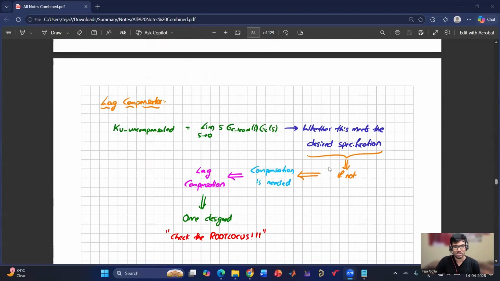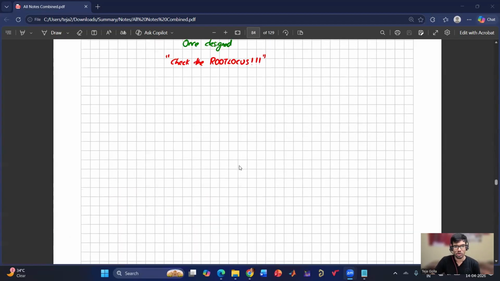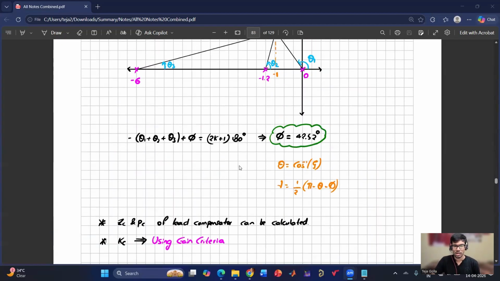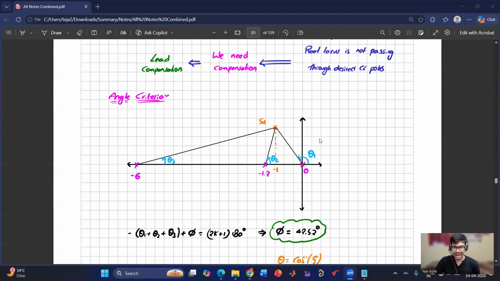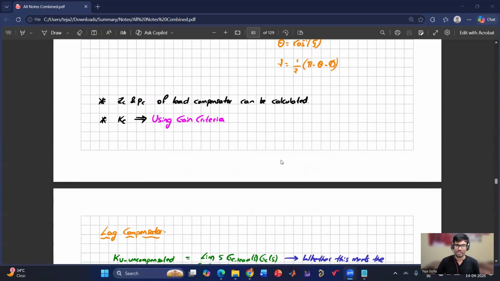And for lag compensation, what is the criteria? We have to see whether gain is sufficient, else we have to use lag compensation and do the root locus. So that's all about week 8. In this, I have not done mathematical hand calculations. Instead, I have used MATLAB, so that's why the majority of the things are missing. But I have written a MATLAB code for lead compensation, lag compensation, as well as lead-lag compensation.